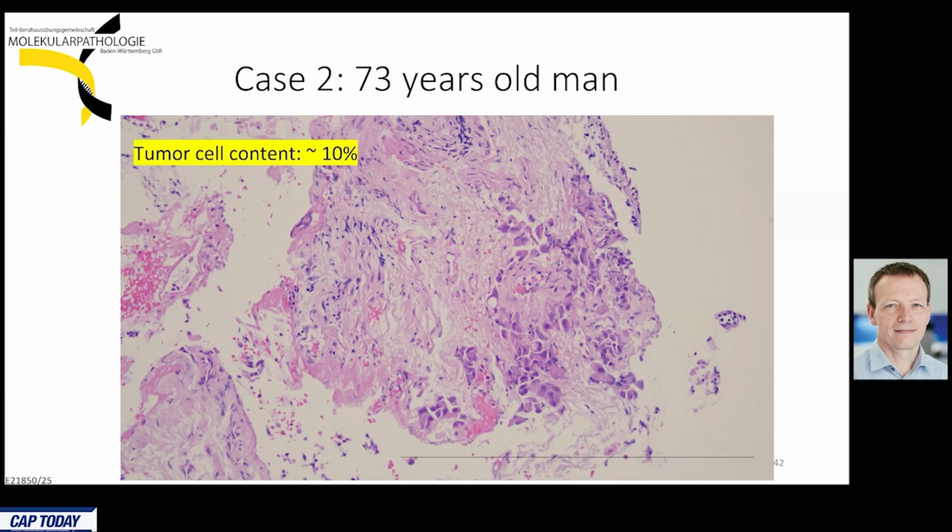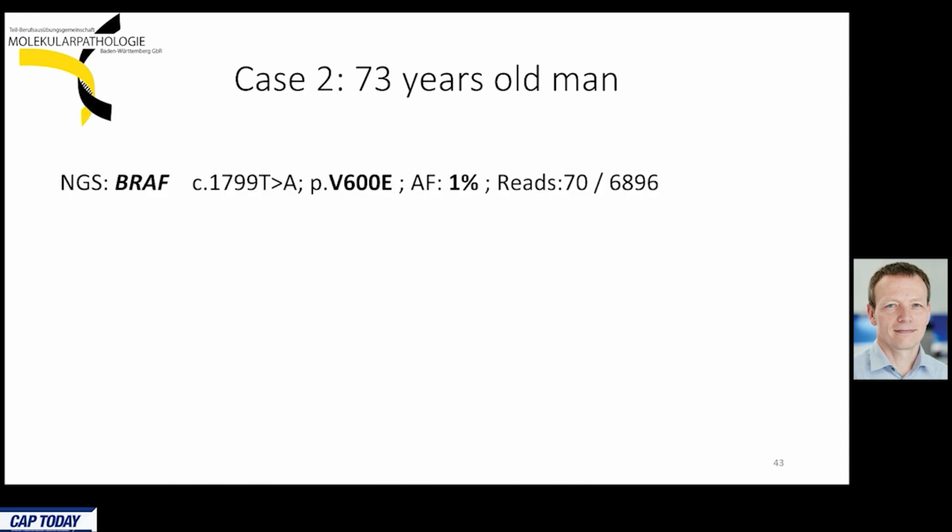I estimated the tumor cell content after microdissection at about 10%. And we did the NGS sequencing using the Oncomine DX panel and detected a V600E BRAF classical mutation at a very low allele frequency of 1%. And we are very cautious if the number of reads is lower than 100. That's why we need some kind of validation.